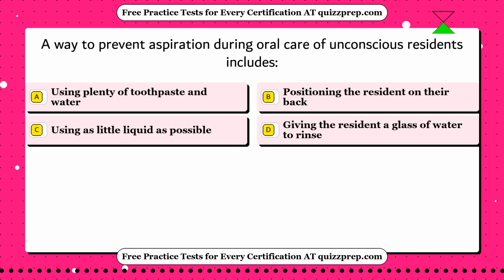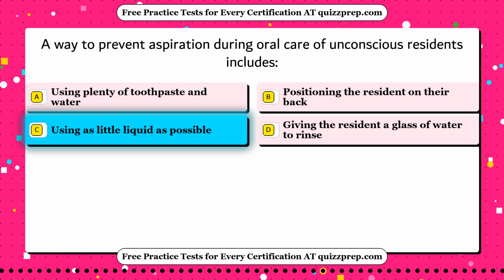Question 21. A way to prevent aspiration during oral care of unconscious residents includes: Option A, using plenty of toothpaste and water. Option B, positioning the resident on their back. Option C, using as little liquid as possible. Option D, giving the resident a glass of water to rinse.